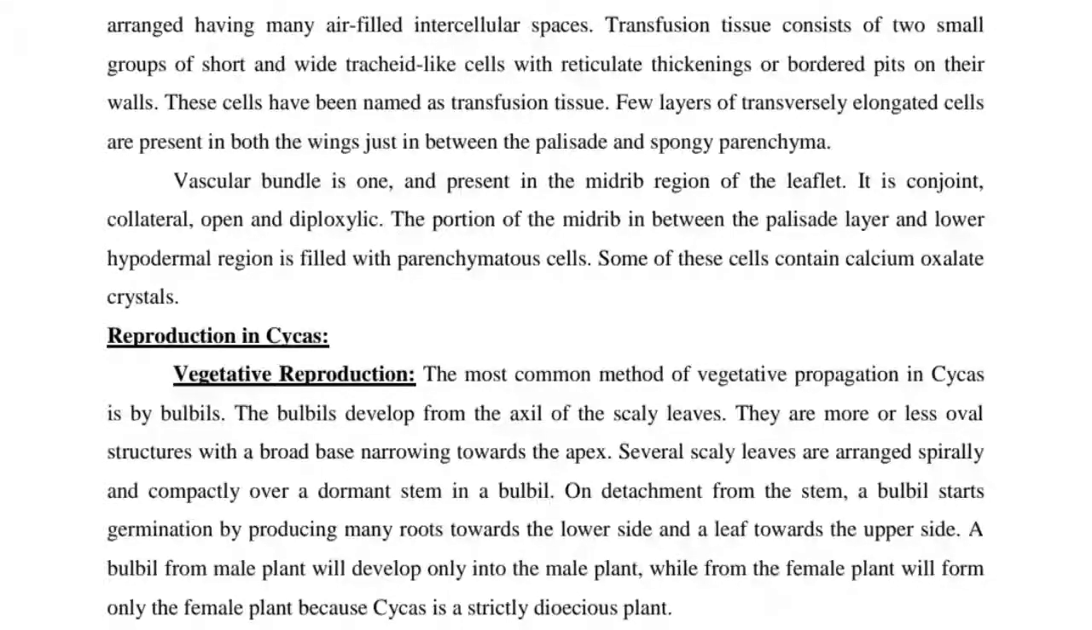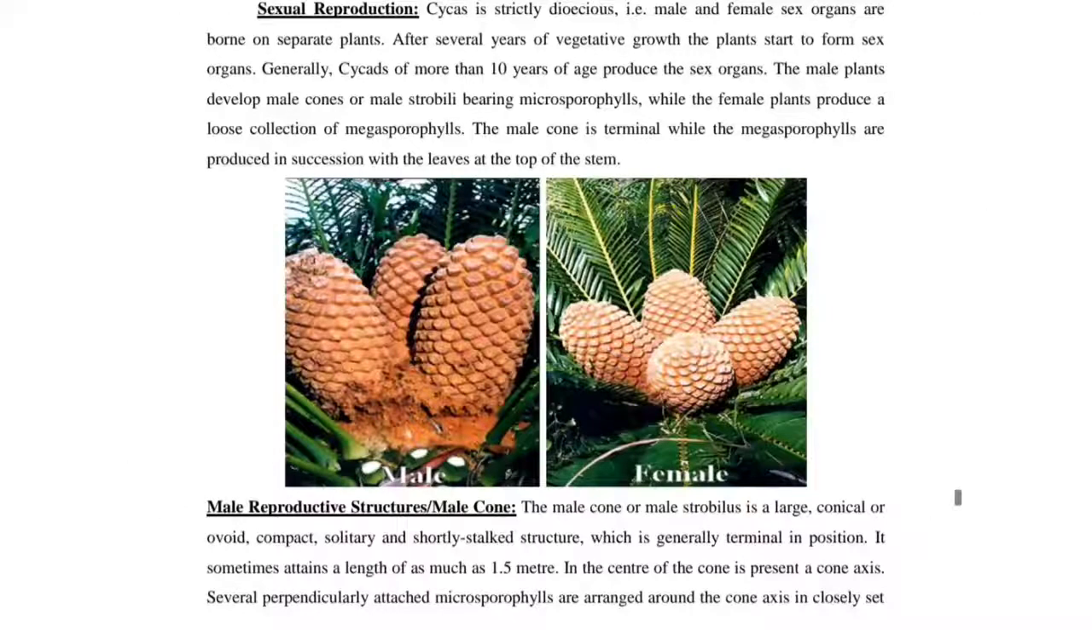On detachment from the stem, a bulbil starts germination by producing many roots towards the lower side and a leaf towards the upper side. A bulbil from a male plant will develop only into a male plant, while from a female plant will form only a female plant because Cycas is a strictly dioecious plant. Sexual reproduction. Cycas is strictly dioecious, i.e. male and female sex organs are borne on separate plants.